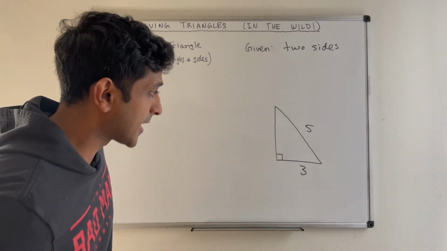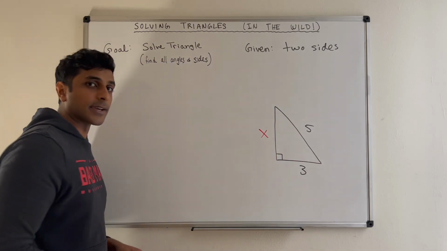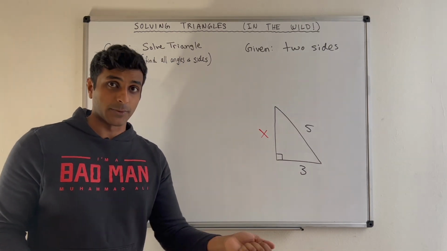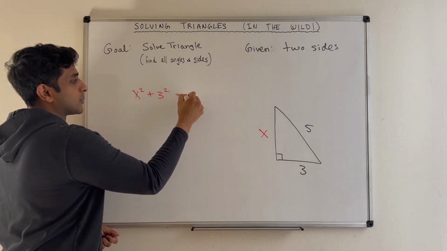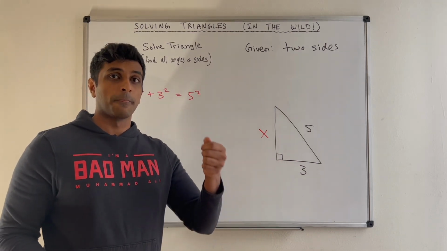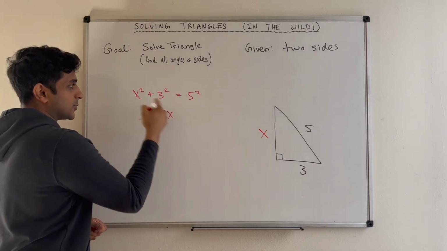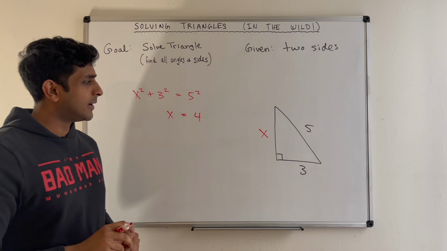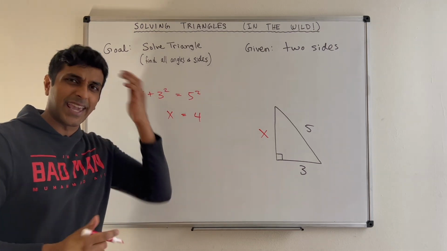The last side is actually not that hard. So if I call that last side x, what relationship do we know between 3, x, and 5? The Pythagorean theorem, right? So x squared plus 3 squared must equal 5 squared. And you might also remember from geometry, one special right triangle is the 3, 4, 5 right triangle. And so if you remember that, or you solve this out, you will see that x must equal 4.